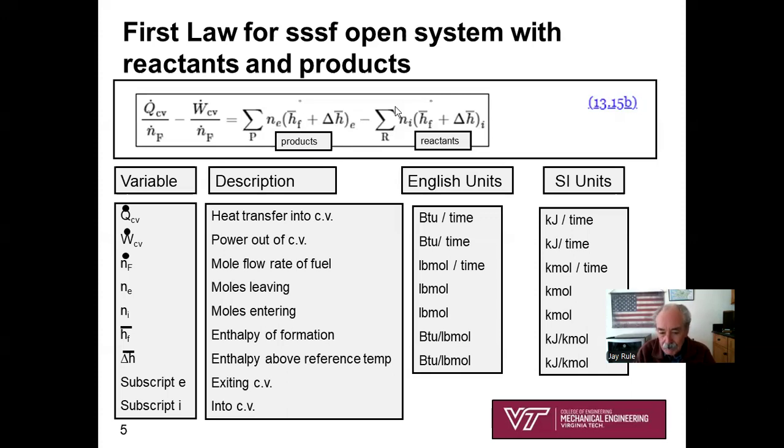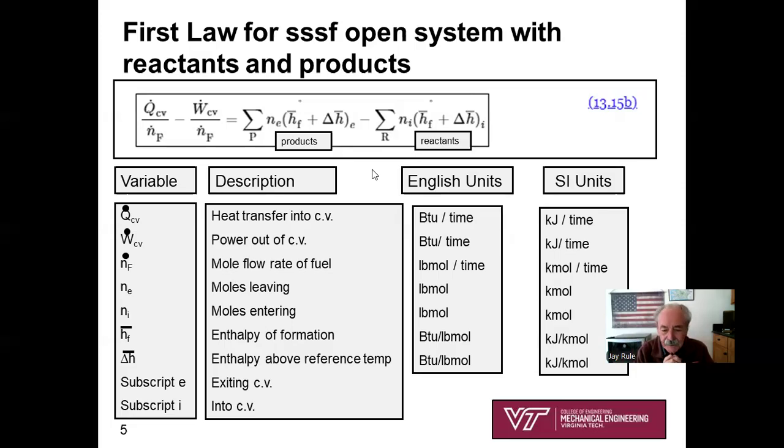Minus the sum of what's coming in. We call those the reactants. That's what's going into the control surface. Okay. Mole flow rate in, and there's the dot, times enthalpies. Now, wow. Okay, there's some enthalpy terms here. I'm going to talk a little bit more about that on the next slide.